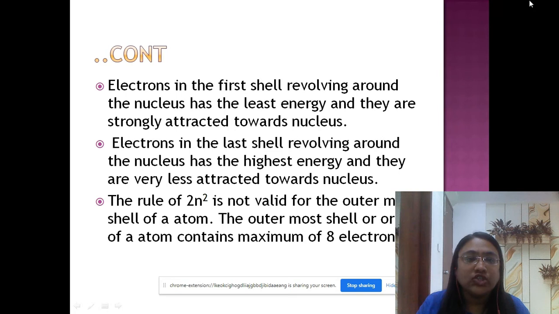Electrons in the first shell revolving around the nucleus have the least energy and a strong attraction towards the nucleus. But the electrons in the outermost shell have very little attraction and the highest energy.